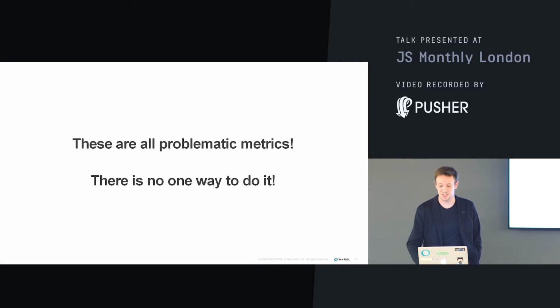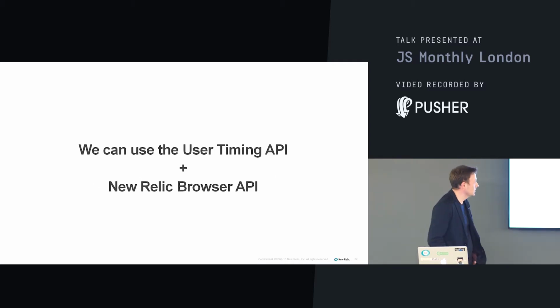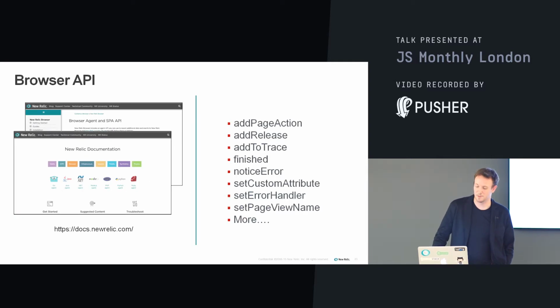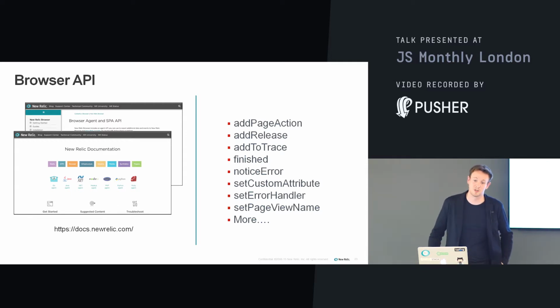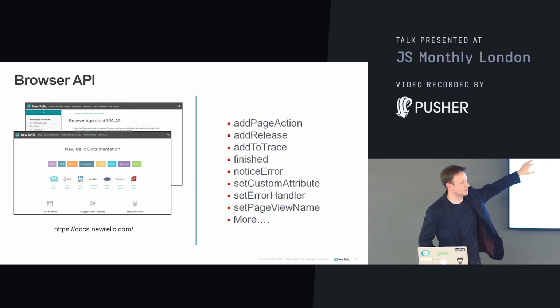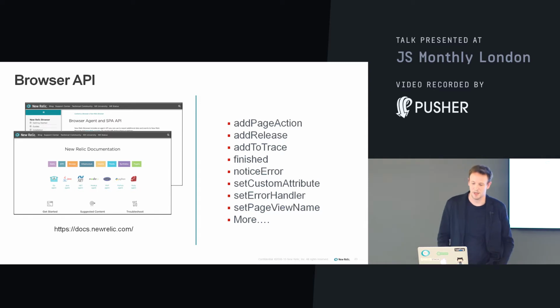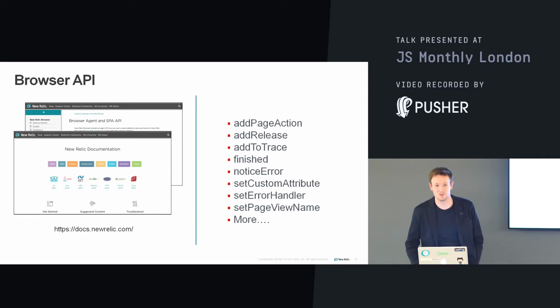But if we want to take this a step further, what we can actually do is utilize the user timing API alongside the New Relic Browser API to extend the performance monitoring of your site. If you head over to docs.newrelic.com, you'll be presented with all of our documentation for the vast variety of products that we have. Specifically, if you choose browser, you'll be able to find our browser agent and SPA API. And this is going to provide you a whole host of different things you can do.